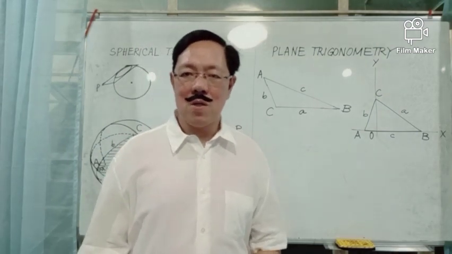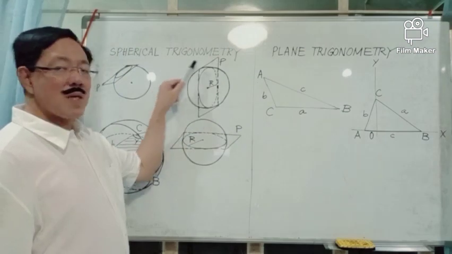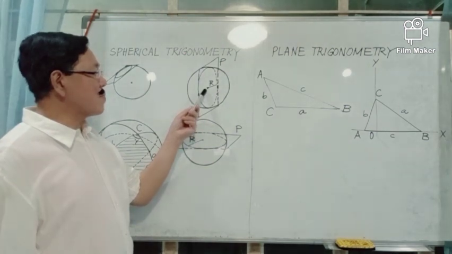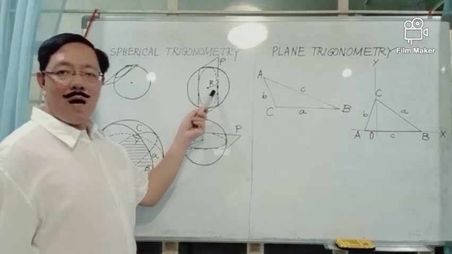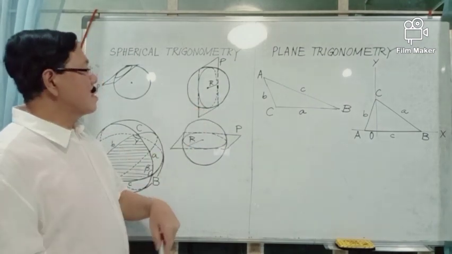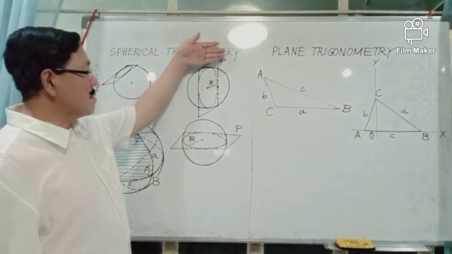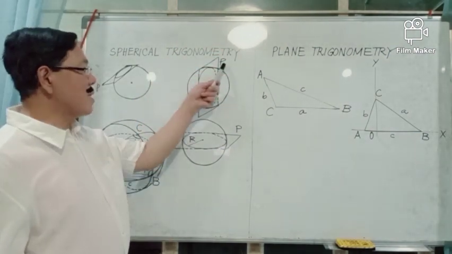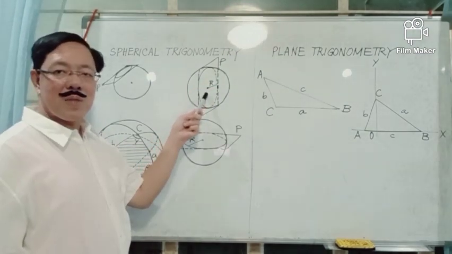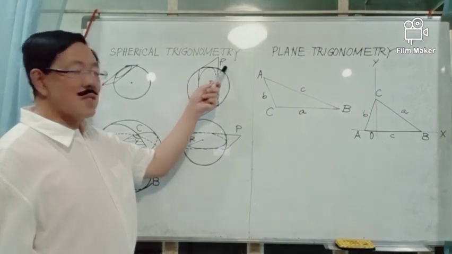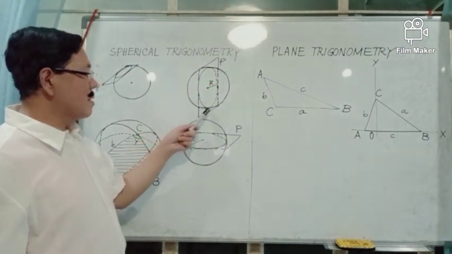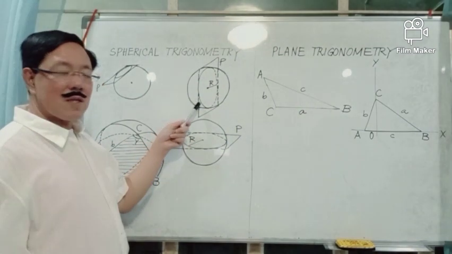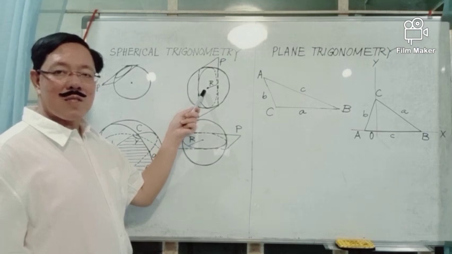Consider the following examples. This is a sphere with center at this point, and the radius of the sphere is R, capital letter R. We pass a plane vertically through the sphere, and the plane P passes through the center of the sphere. The intersection of this plane P and the sphere is a circle. The center of the circle is also the center of the sphere.